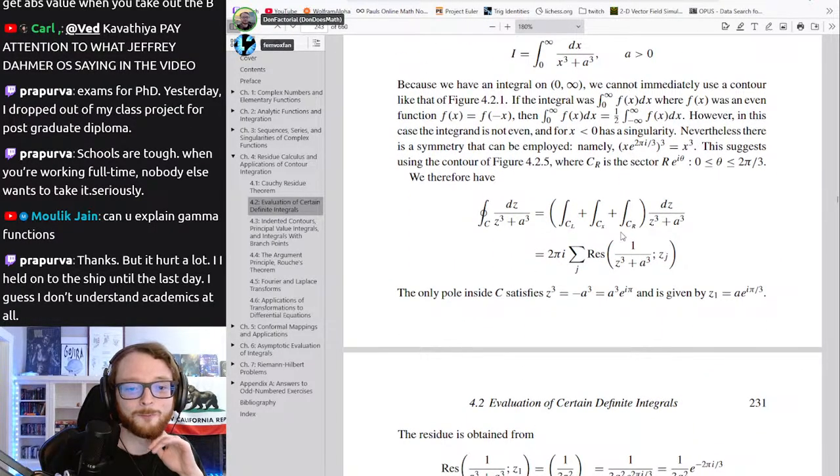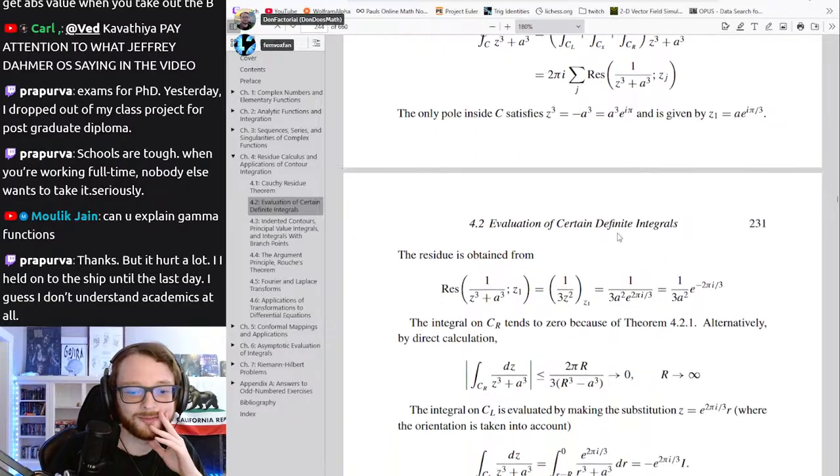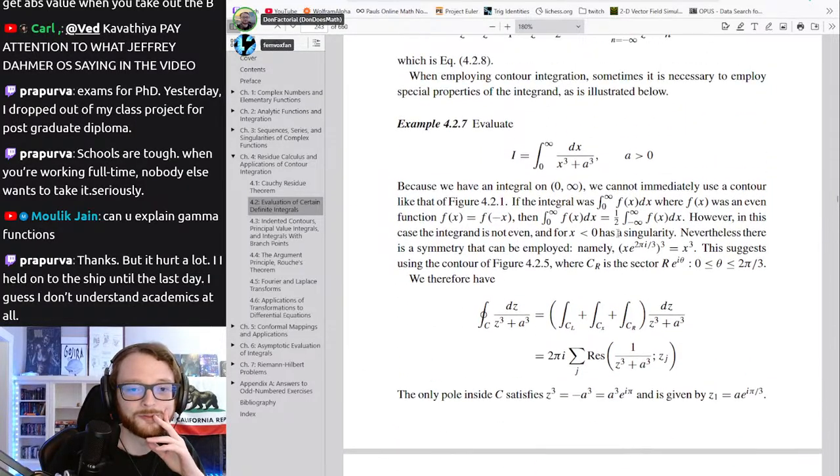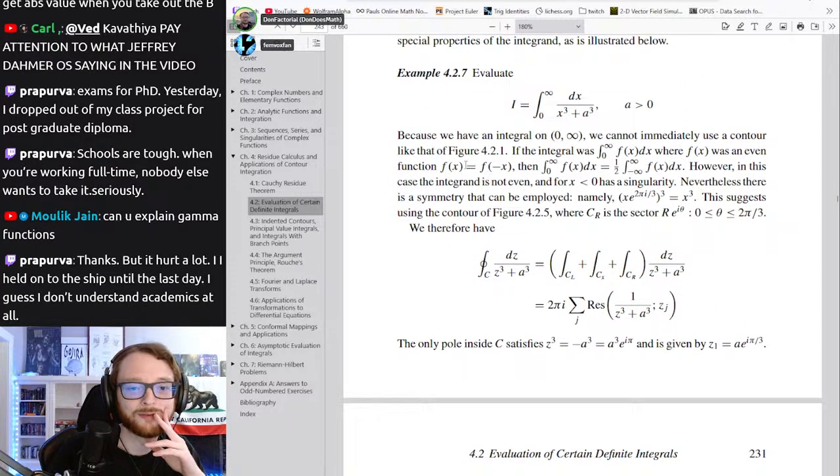Okay, then back to things that are more sane but still weird. 4.2.7, 1 over x cubed plus a cubed. And to me the thing that I like, part of the way through the paragraph they said, nevertheless there is a symmetry that can be employed, that x e to the 2 pi i over 3 cubed equals x cubed. The word symmetry there is really interesting to me. Like, I don't know what's symmetric about that.